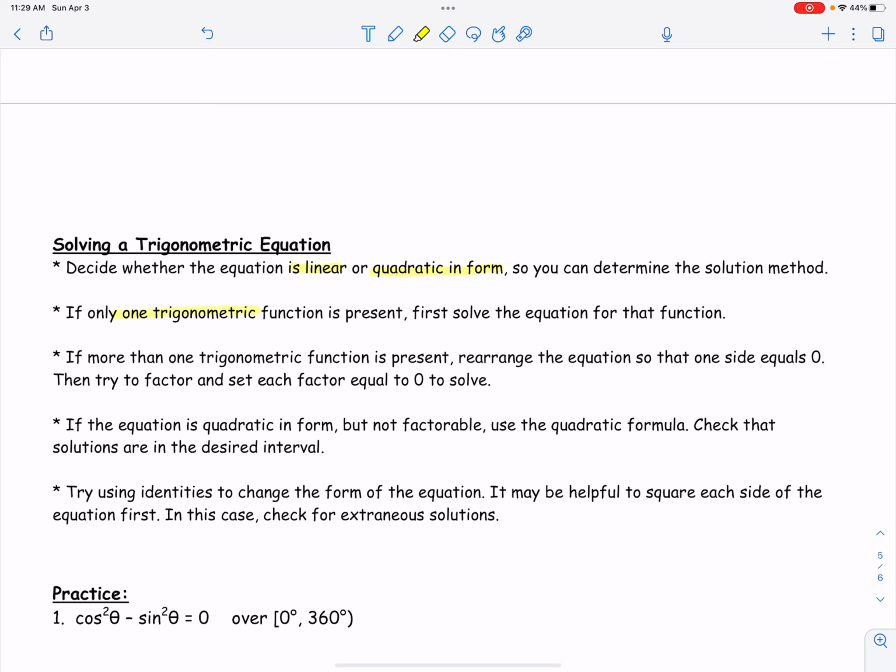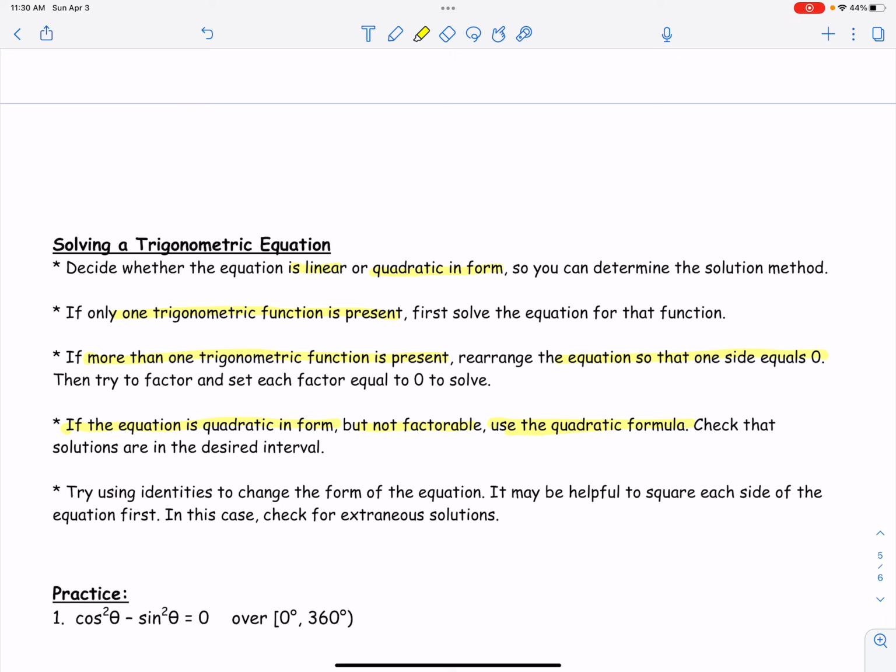If only one trig function is present, it's just sine, it's just cosine, then just solve the equation for that function. Pretty basic. If you've got more than one trig function present, like sines and cosines, rearrange it so that the equation equals 0, like we did in those first couple, and then try to factor so that the factors end up with just a single trig function in it. If it's a quadratic in form but not factorable, you can use the quadratic formula.